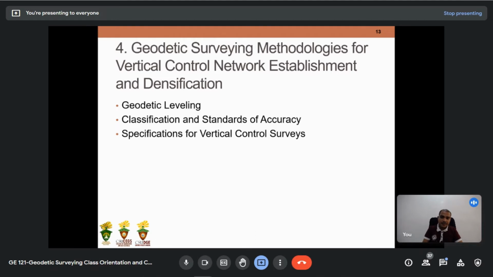So we have here the geodetic leveling. Basically, the concept of geodetic leveling is the same as differential leveling, three-wire leveling, and profile leveling. Thank you, Sir Ken. The difference is that in this part of geodetic leveling, we take into consideration the curvature and refraction of the Earth.